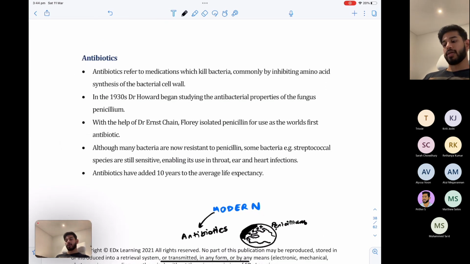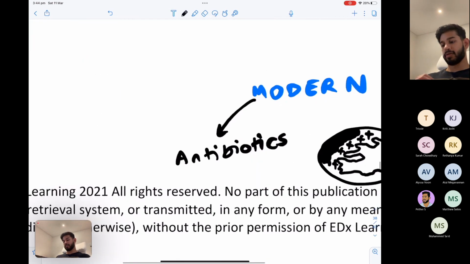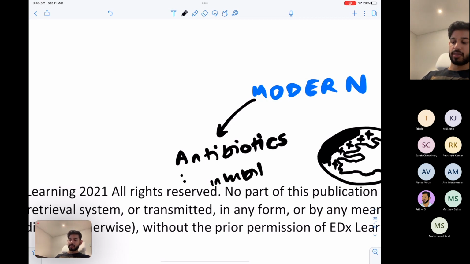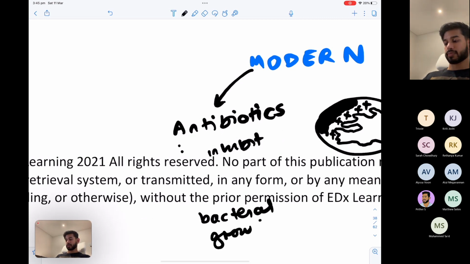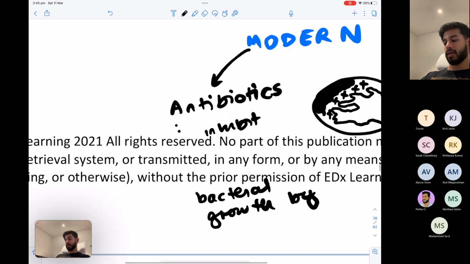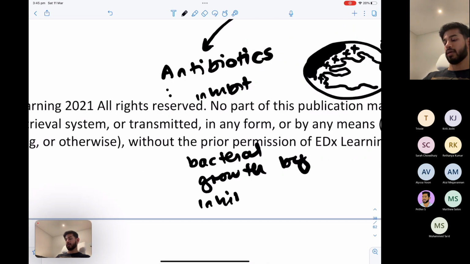Good. All right. So we've got antibiotics. Why are they a biotechnology? Because they're produced by fungi or other bacteria. And the chemicals usually, I really liked your explanation, inhibit bacterial growth. And that's usually by inhibiting cell wall synthesis.